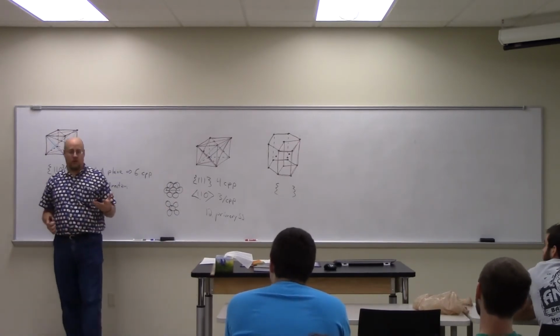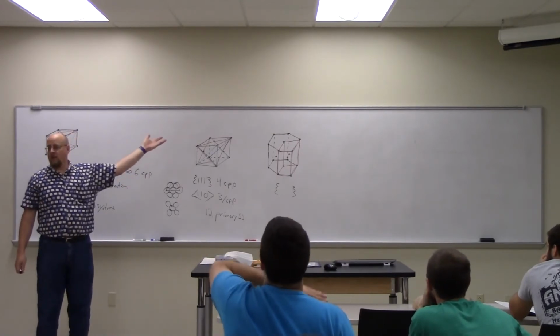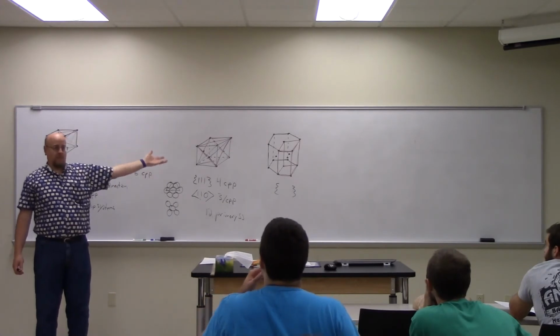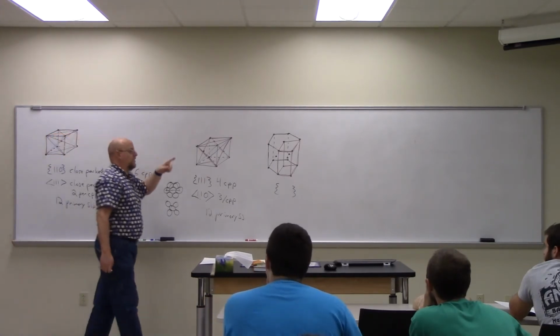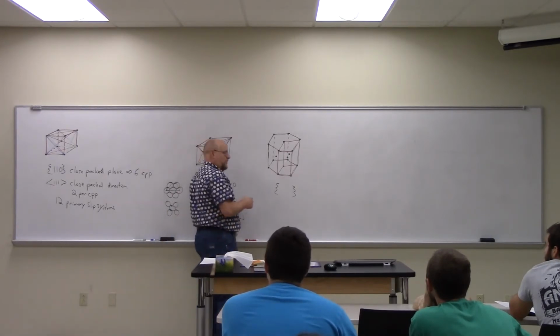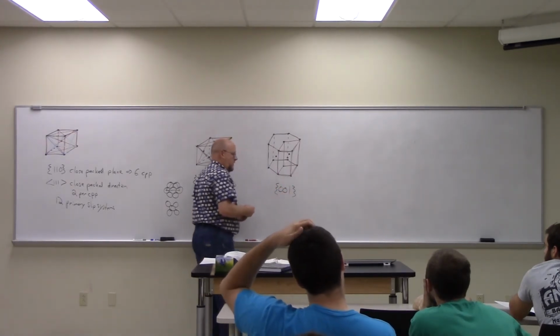The close packed planes are the ones that are arranged like hexagons. What planes are arranged like hexagons here? The face, the top and the bottom. So what is the top and the bottom? It is not 110. It's not 0, 0, 0, there's no such thing as 0, 0, 0. It's 0, 0, 1.